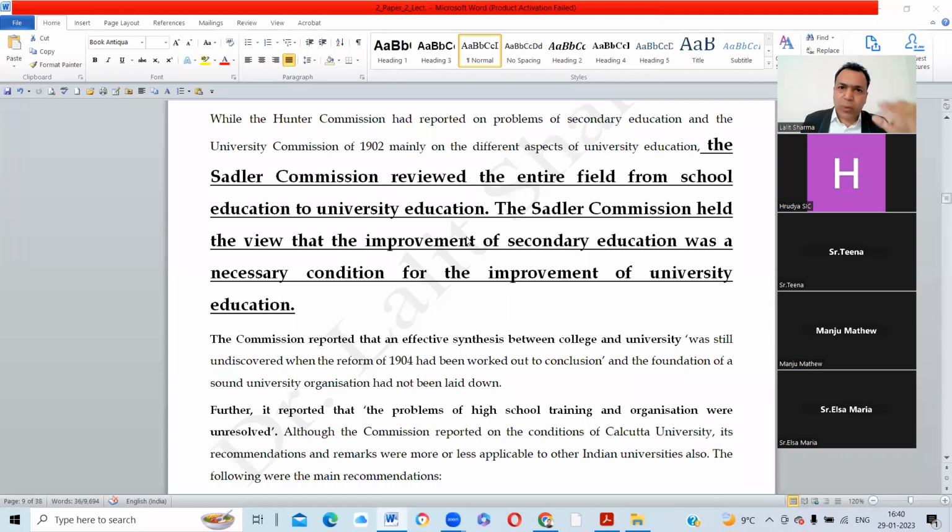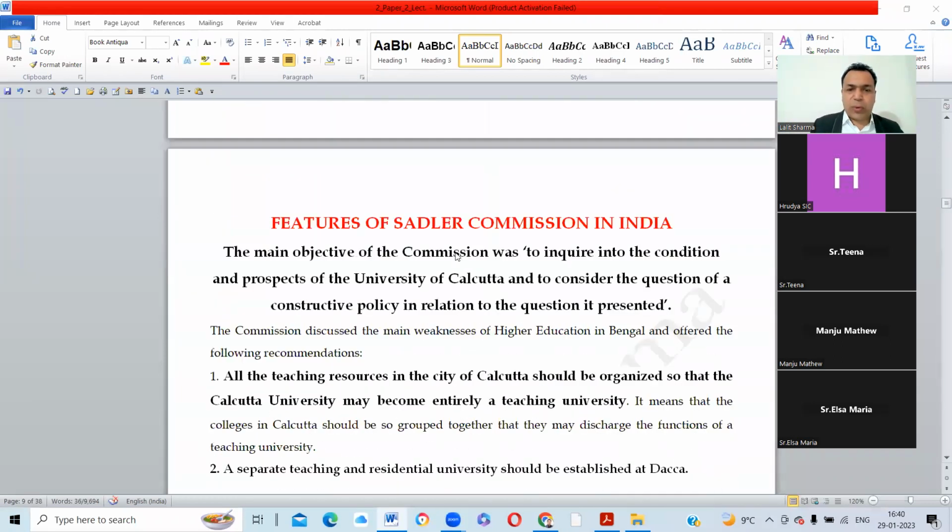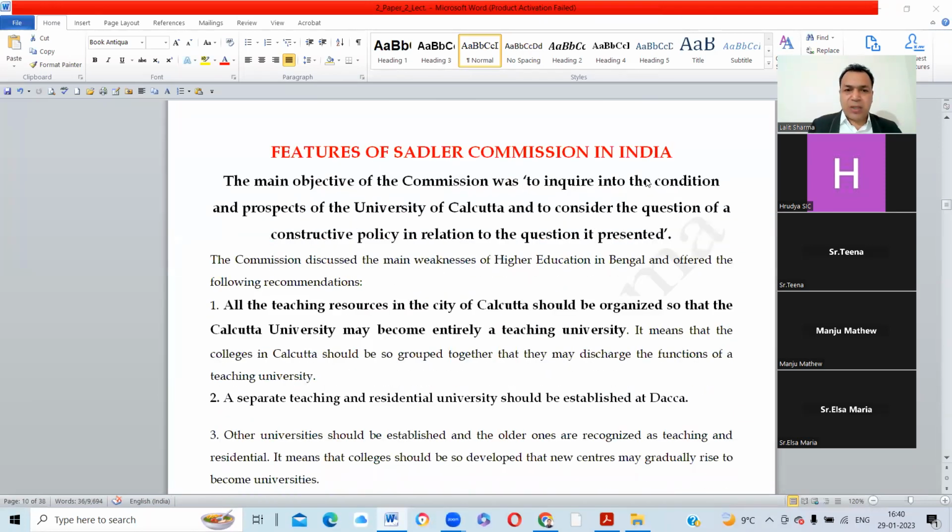So this commission means you can make the concept in your mind. Sadler Commission means, according to the problems of the university, Calcutta University, if they have to improve the conditions of that university, then they have to work on the secondary education system. So guys, I have made notes for you. Even the features of the Sadler Commission, you can see that the main objective of the commission was to inquire into the condition and prospects of the University of Calcutta and to consider the questions of a constructive policy in relation to the questions it presented, right?